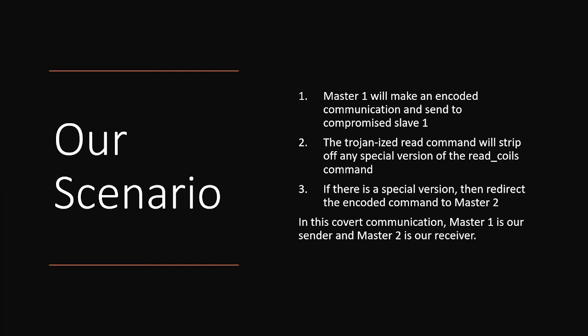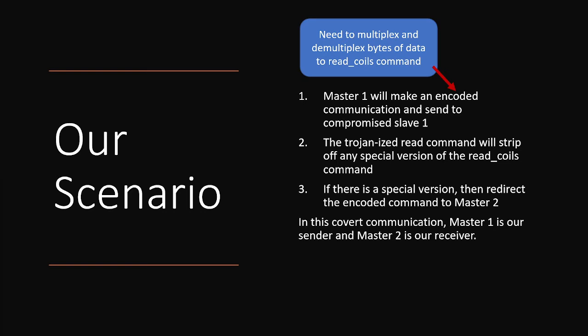So in this covert communication, keep in mind, master 1 is our sender and master 2 is our receiver. For this encoded part, we will need to be able to multiplex and demultiplex ASCII bytes into a read coil command, and I'll go over that code in just a moment, so just keep that in mind.